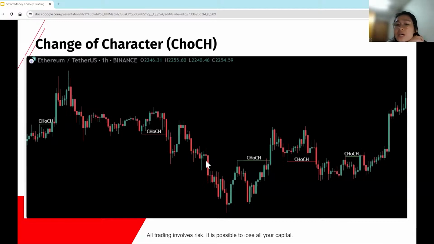Let's see if there are any other BOS that we can identify, I think probably here as well. When there is a swing high here and price actually breaks out of this swing high level, that's also a breakout structure.